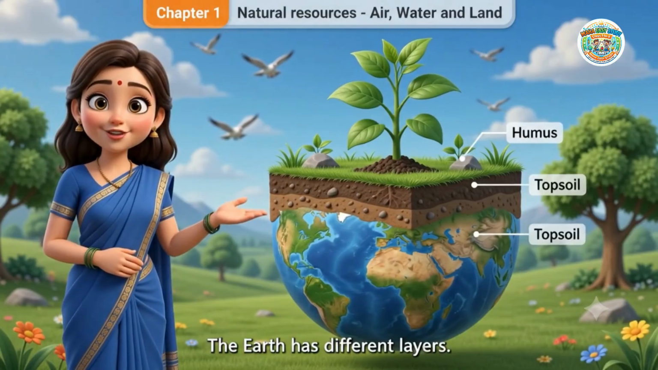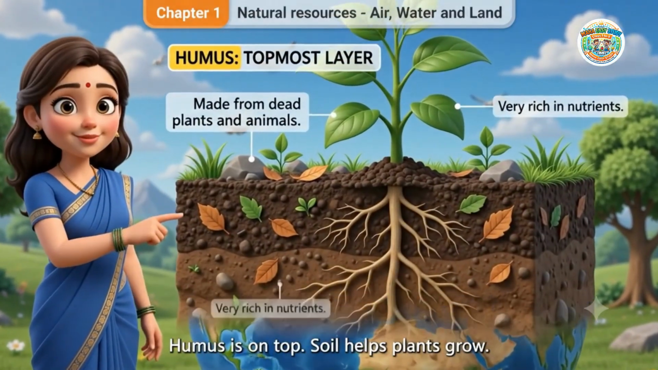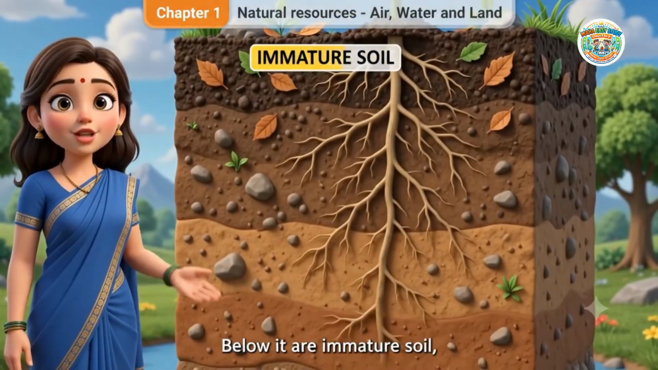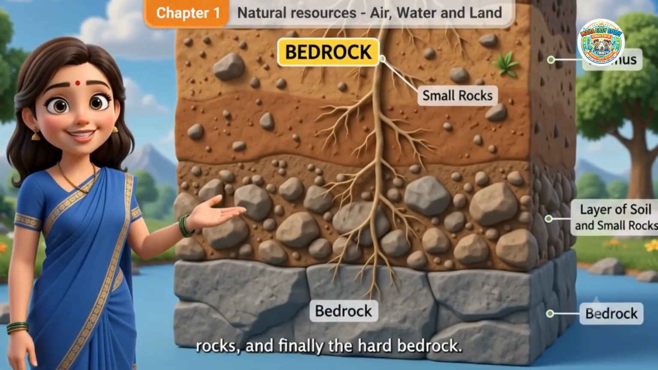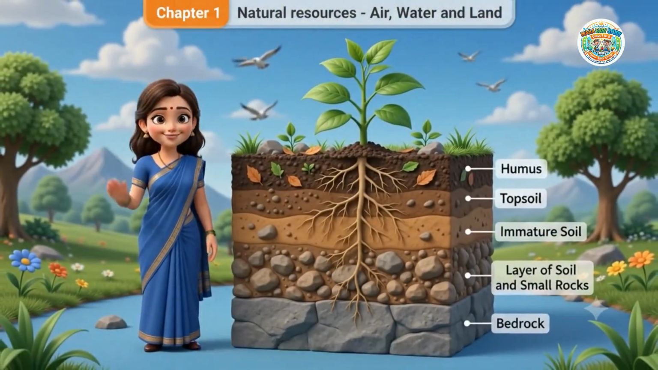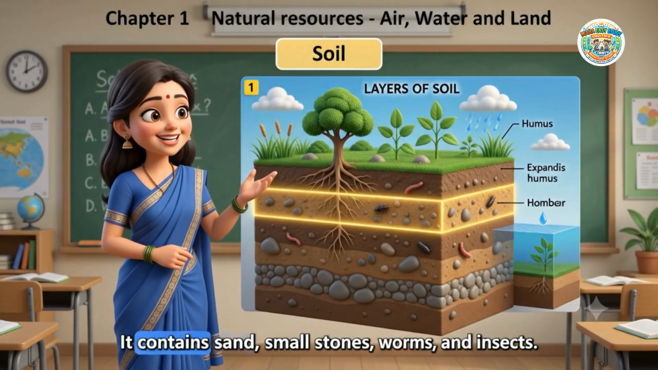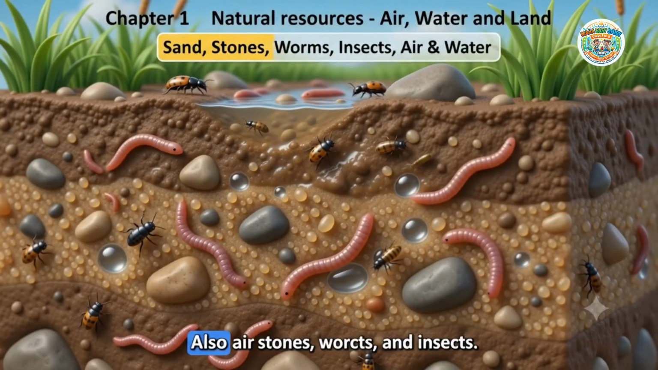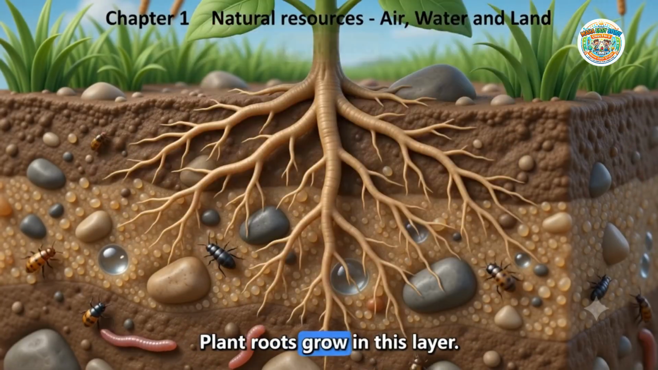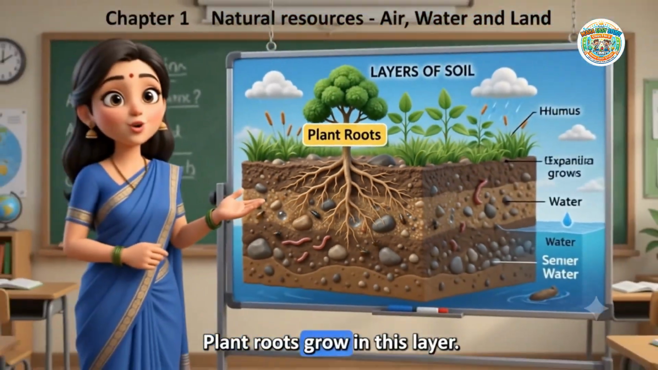The earth has different layers. Humus is on top. Soil helps plants grow. Below it are immature soil, rocks, and finally the hard bedrock. Found below humus, it contains sand, small stones, worms, and insects. Also air and water. Plant roots grow in this layer.